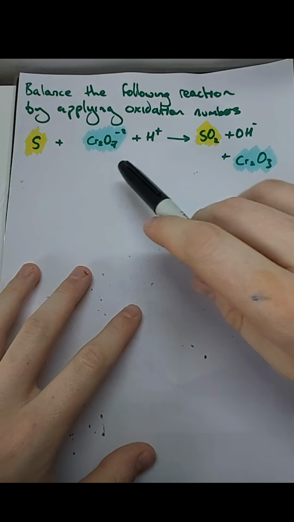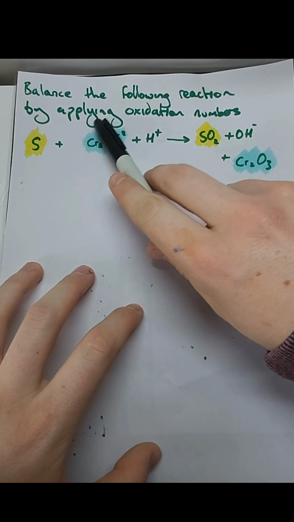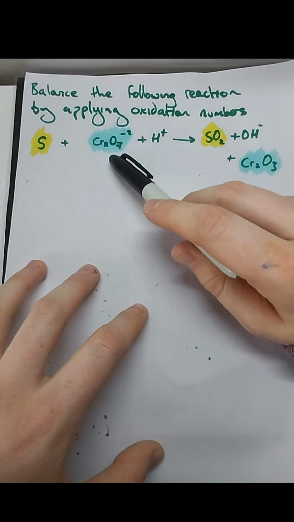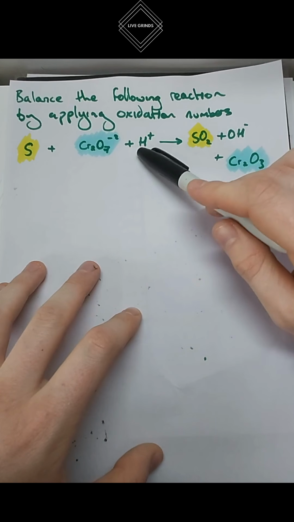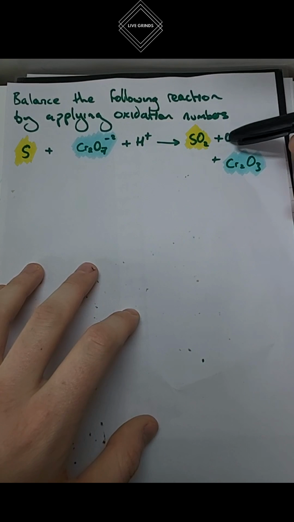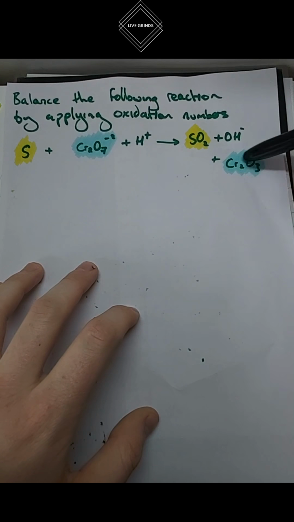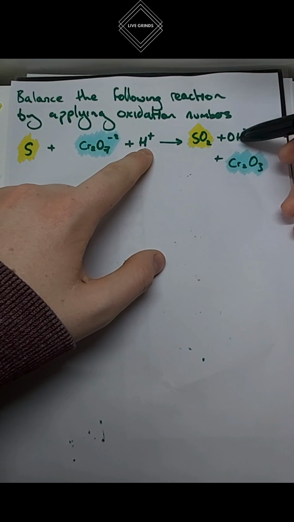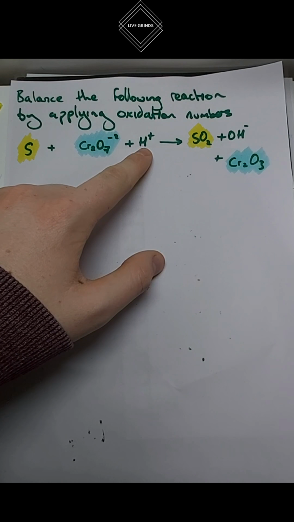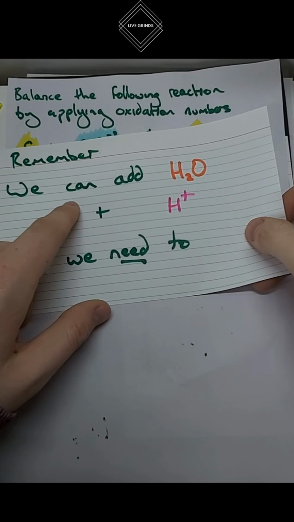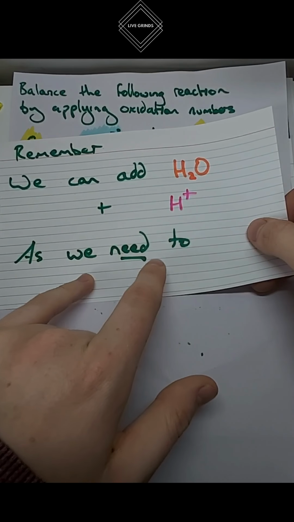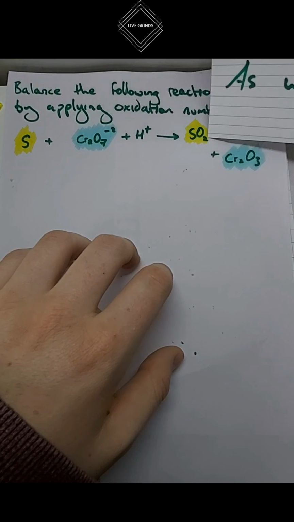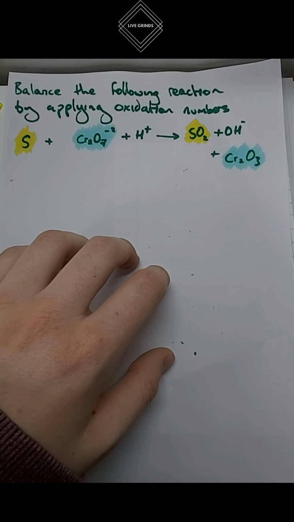Right, what we have to try and do here is balance the following reaction by applying oxidation numbers between sulfur, chromate, and this combination: protons, sulfur dioxide, hydroxide, and chromate in this setup here as well. Now, these can change as you need them, right? That's the most important step with this one. This is a tricky one, so we can add water and protons as we need to. Right, so that's the important step.